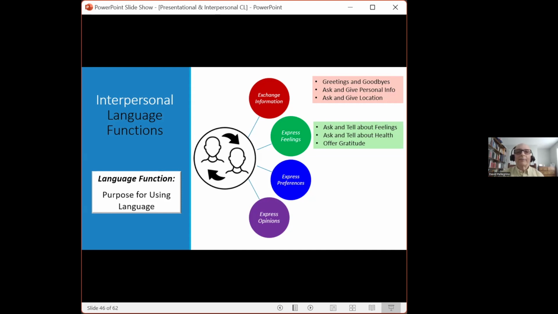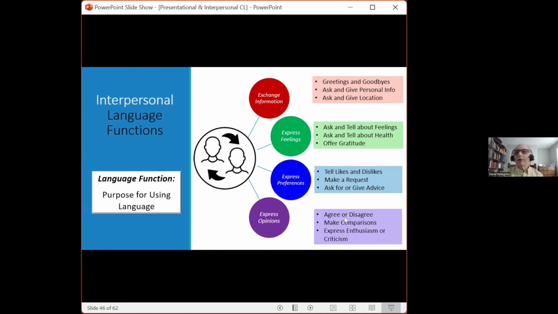I already did the express feelings, so let's do the preferences. Preferences like telling your likes and dislikes, making a request, asking for or giving advice. And then finally, those opinions like agreeing or disagreeing, making comparisons, expressing enthusiasm, or even criticism.